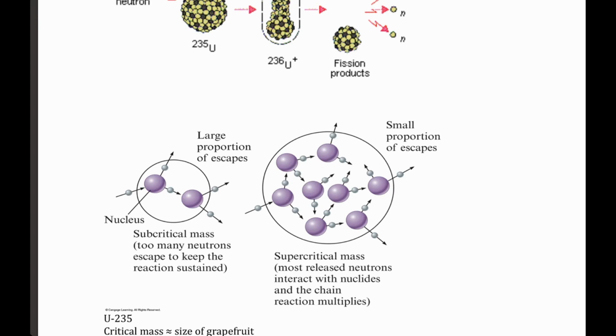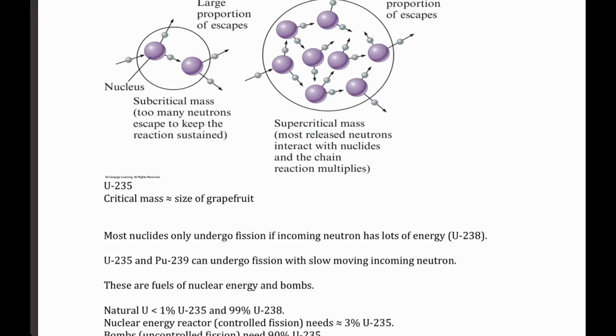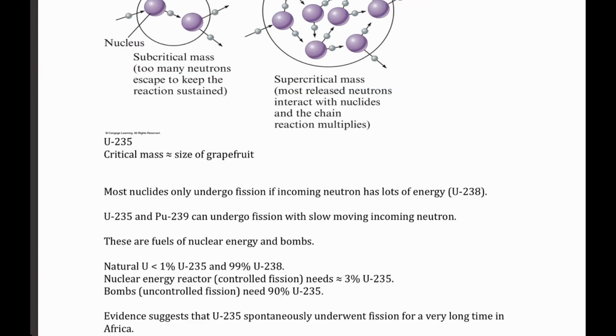If we have a critical mass, then enough neutrons are staying within the mass because we have a big enough mass of the uranium that they're formed, they're absorbed, and so it's self-sustaining. If we have too big a mass, a supercritical mass, then very few neutrons escape, most of them are contained, and we have a fission process that can be out of control. The critical mass of uranium-235 is about the size of a grapefruit.